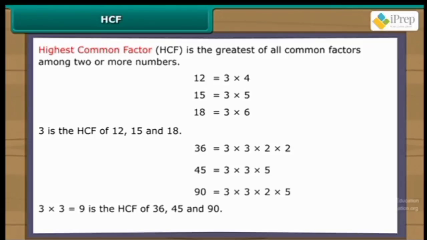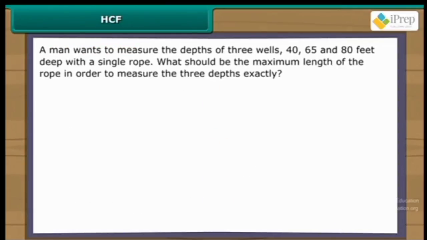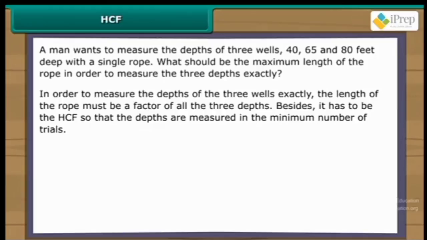Let us look at a real-life situation where HCF is used. A man wants to measure the depth of 3 wells, 40, 65 and 80 feet deep with a single rope. What should be the maximum length of the rope in order to measure the 3 depths exactly? The length of the rope must be a factor of all the 3 depths. Besides, it has to be the HCF, so that the depths are measured in the minimum number of trials.